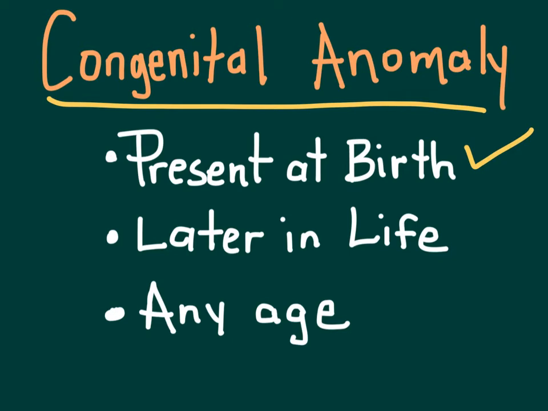Sometimes a person may be born with a congenital anomaly and not know it, and it may not be recognized or diagnosed until later in life. We see this sometimes with heart conditions. So it's okay if a congenital anomaly is diagnosed later in life because you can use these codes at any age. It doesn't have to be just for a newborn. These codes may be used throughout the life of the patient.